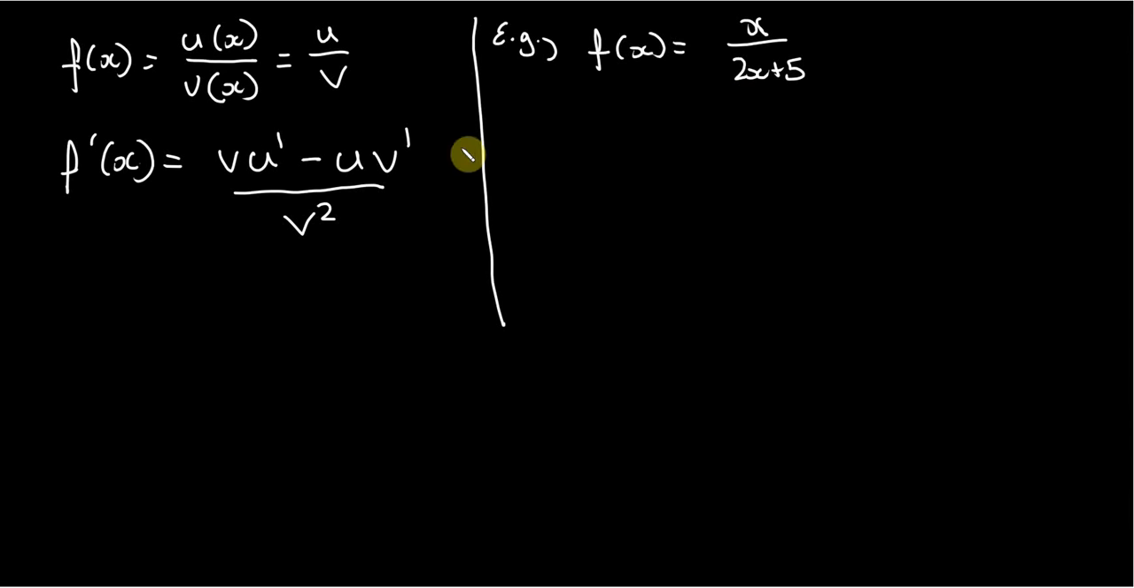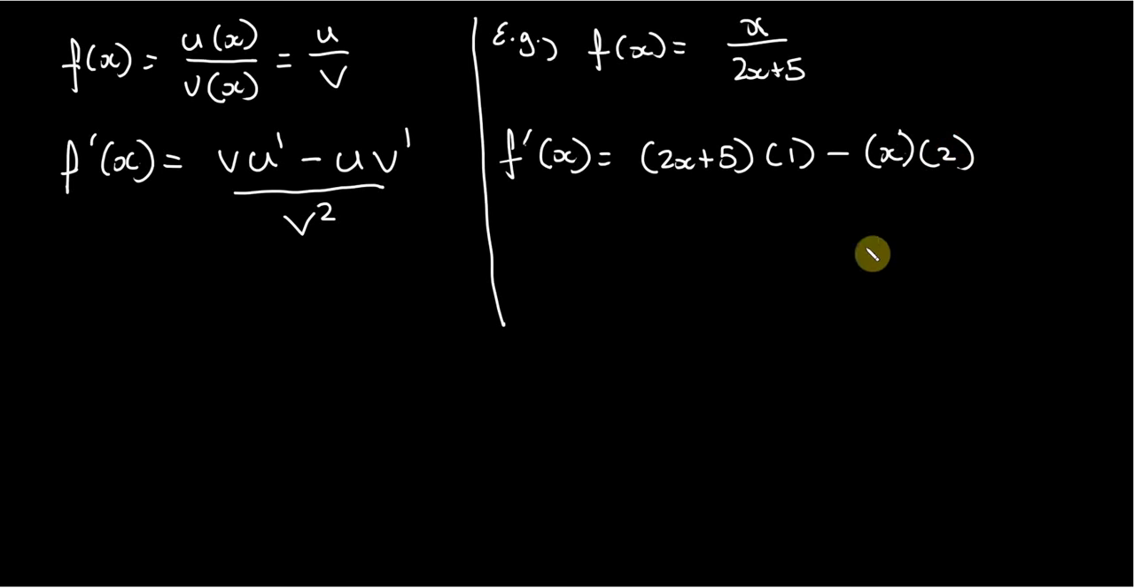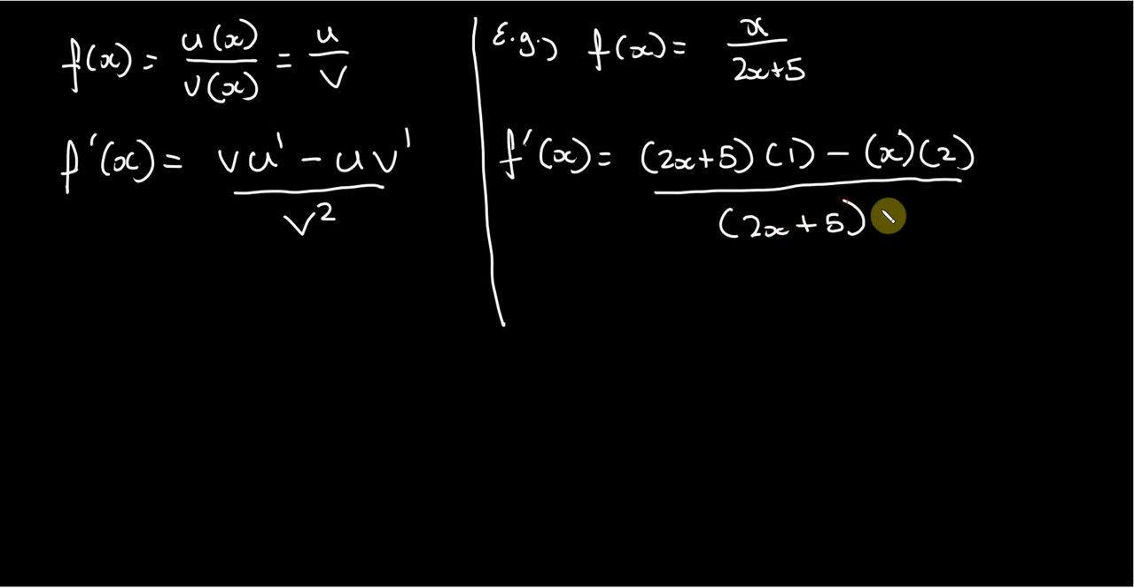In applying the quotient rule, we're just following this formula. f prime of x is going to equal v, which is 2x plus 5, so we plug that in, times the derivative of u. What's the derivative of x? It's just 1. Then we subtract our u, which is x, times v prime. What's the derivative of 2x plus 5? Well, 5 is a constant, so it cancels, and the derivative of 2x is 2. All of that is over our function v squared, so 2x plus 5, all squared.